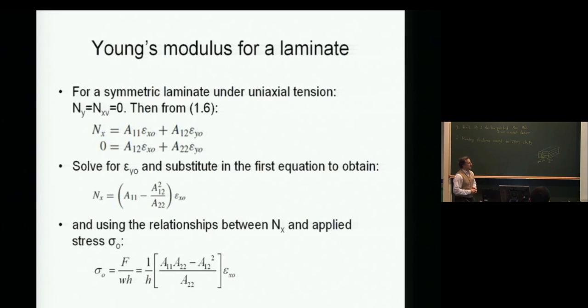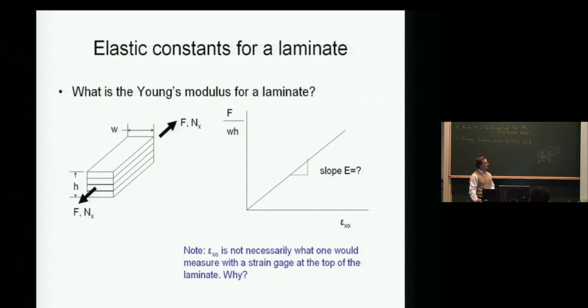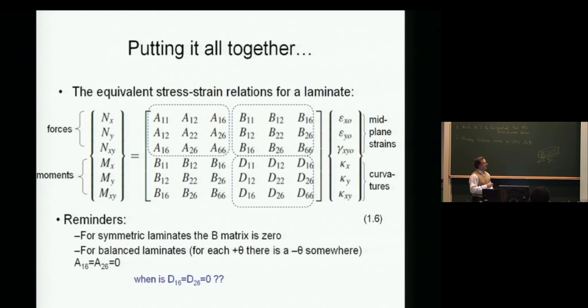So let's see how this comes about. Let's take a symmetric laminate which is under uniaxial tension, which means Nx is the only load applied, and Ny and Nxy are 0. If you look at relationship 1.6, since it's symmetric, the B matrix disappears. So I have Nx equal to A11 epsilon x0 plus A12 epsilon y0 plus A16 gamma xy0. That would be the general case. And the B terms are not there because the B matrix is 0. Similarly, Ny would come from the second row times that column.